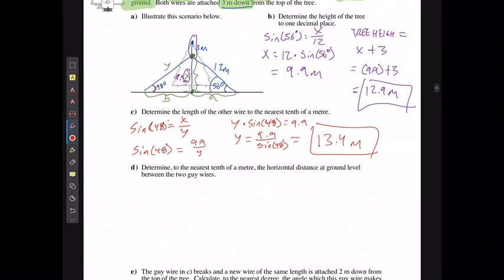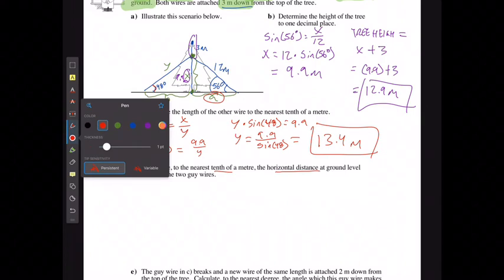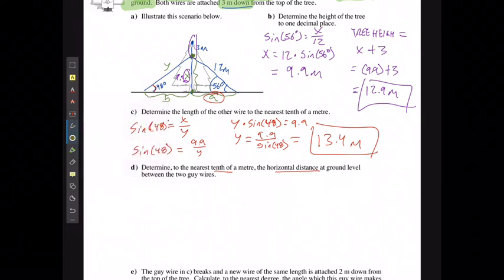If I want to determine to the nearest tenth of a meter the horizontal distance at ground level between these two wires, then in both cases I need to solve for what the adjacents are. So first I'm going to start by solving A. If I'm solving for A, then I know that this is going to be 12 meters, or I can use the 9.9 meters, it doesn't really matter. But I'm going to use the 12 meters because I know it's exact.